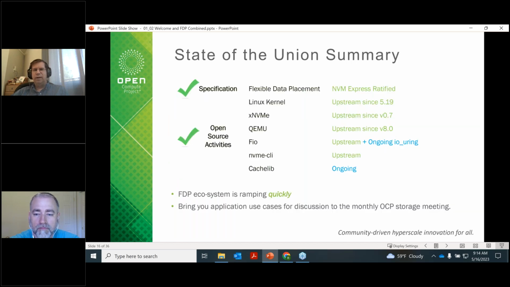As a summary, we talked about specifications and all the open source activities that are ongoing and have completed. The ecosystem is ramping up quickly. So I'd encourage you to bring your applications, use cases, and discussions about this to the monthly OCP storage meeting. I think soon we're going to start seeing lots of people present lots of ideas, data, interesting things. So bring it to the meeting and we'd be glad to discuss it.